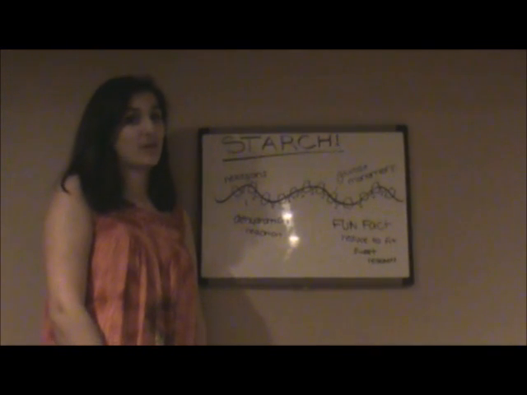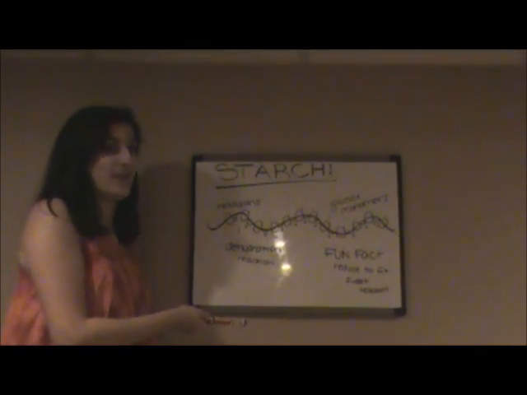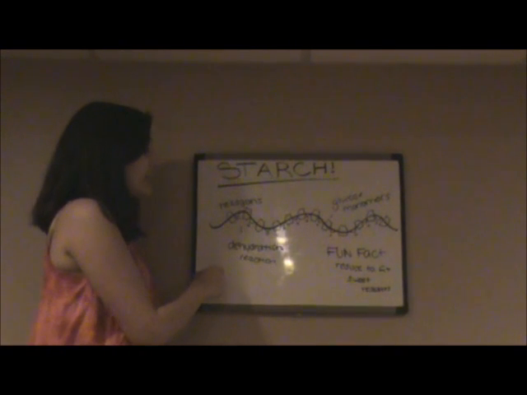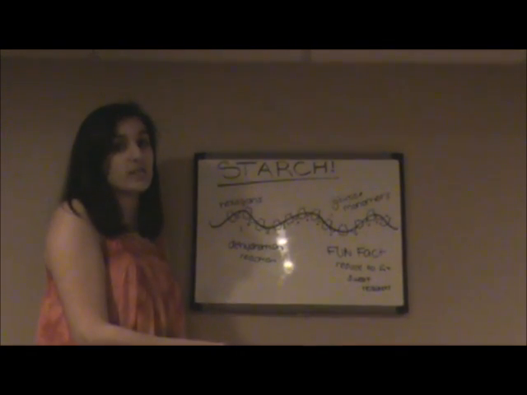Here's a little more information about starch. This is a starch diagram. The little hexagons are glucose monomers, and they're bonded together by a dehydration reaction, or dehydration synthesis.